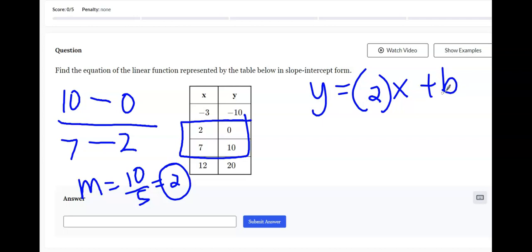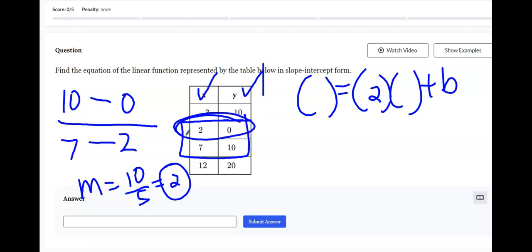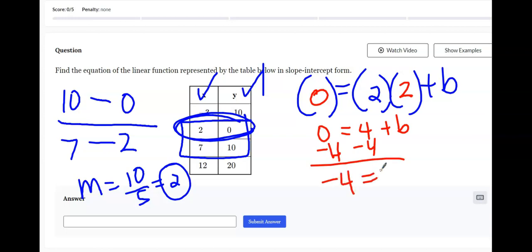Now in order to find out what b is, we need x and y to go away. So what we're going to do is erase and replace the letters x and y with any x and y from the table. I choose this one. So x is 2, that goes here. Y is 0, that goes there. So 0 is equal to 4 plus b, and when I get b by itself, I see that b is -4.